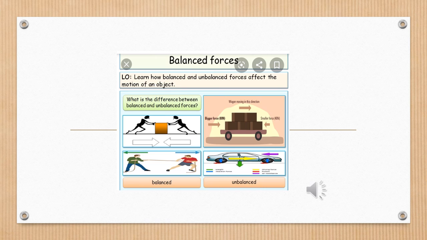Next one, you can see in that picture they are using different size of the arrows. Means what? One force is bigger than the opposite force. Okay, that is called unbalanced force. In the case of unbalanced force, there should be a movement.